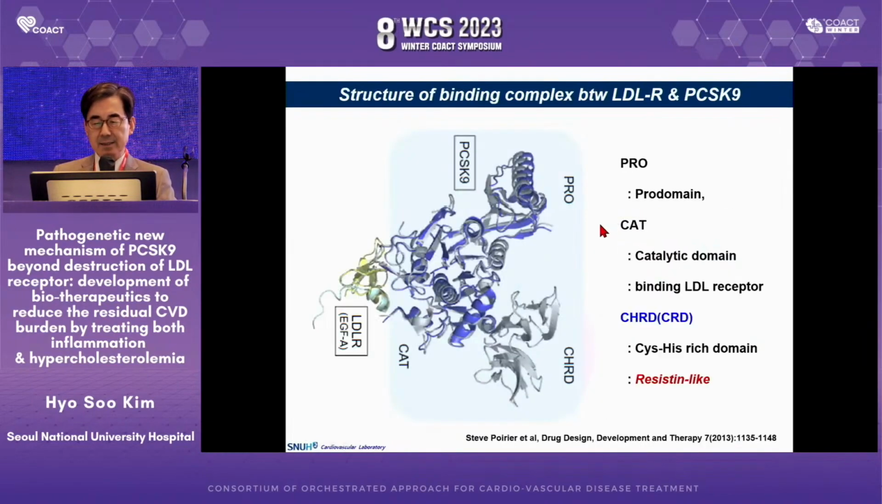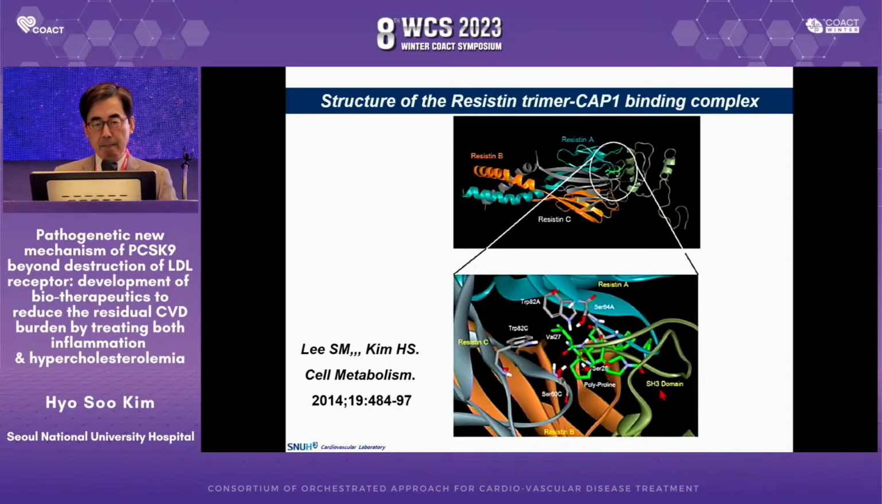Thus, I guess there may be some defect in the interaction of PC9 and the receptor. We found a very interesting paper. Here is the PC9 structure. The cysteine-rich domain looks like resistin. That is the starting point of our project.